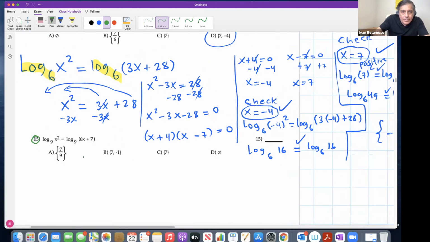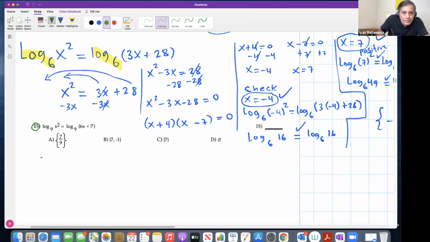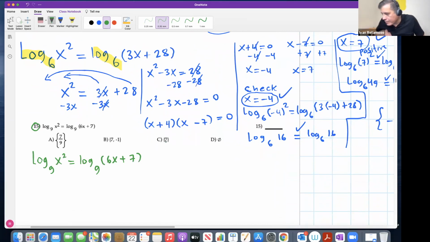Yeah, I will write this bigger so you can all see. Solve this equation: log base 9 of x squared equals log base 9 of 6x plus 7. It's very close to the one that we just did with different numbers. So give it a shot. Try and figure out the solutions.